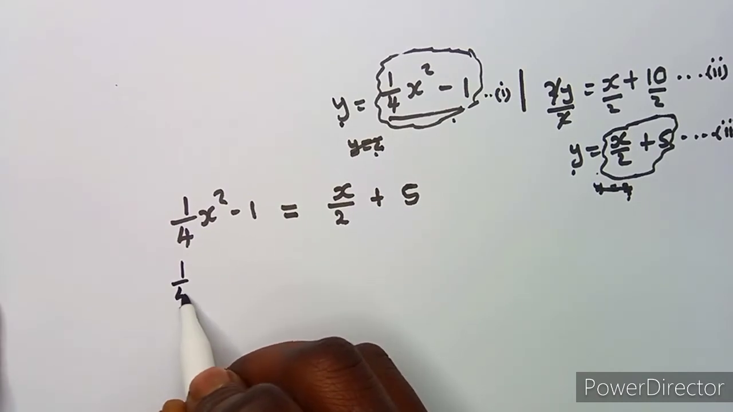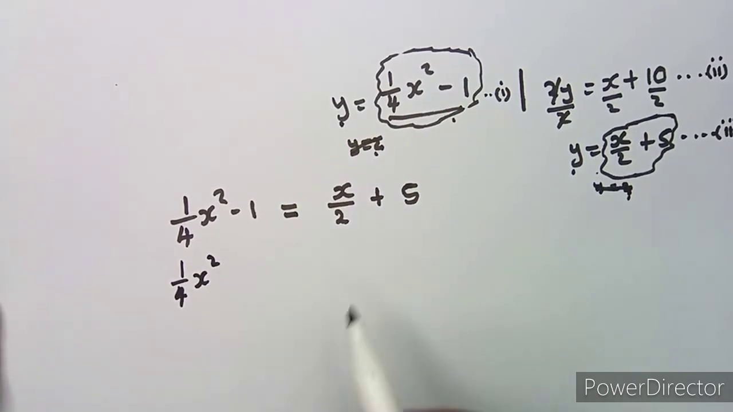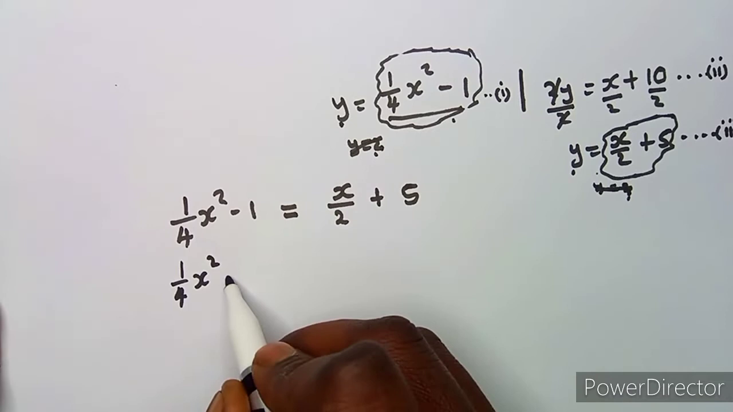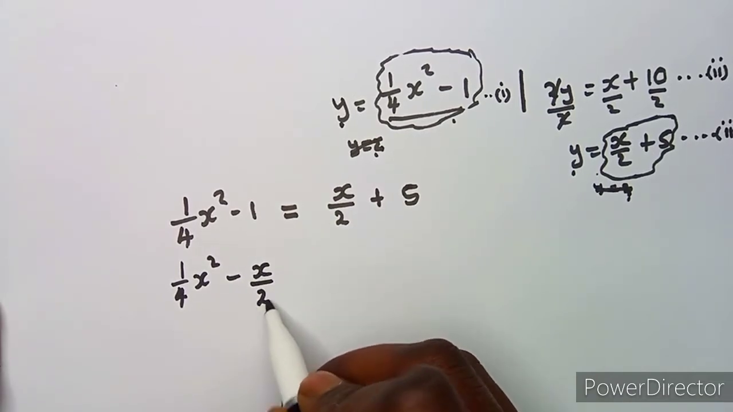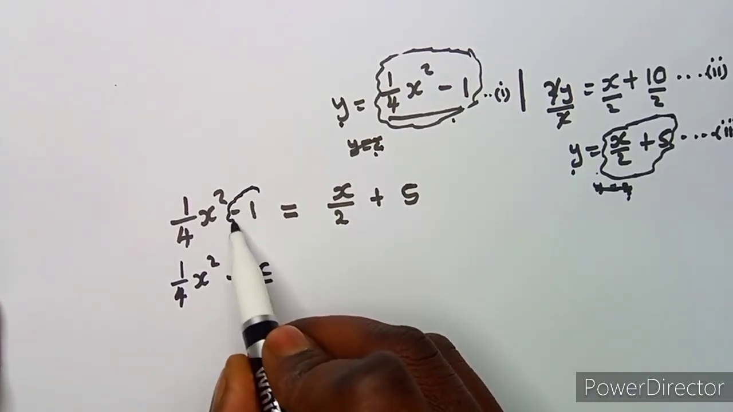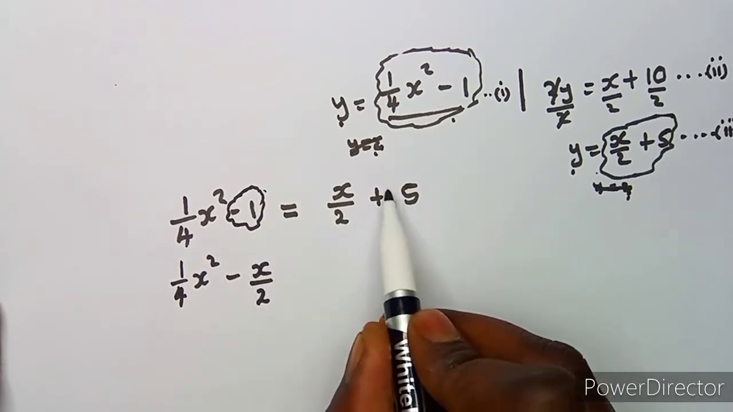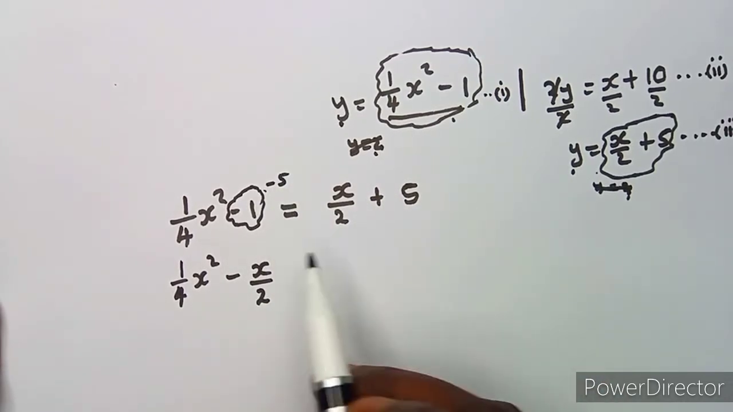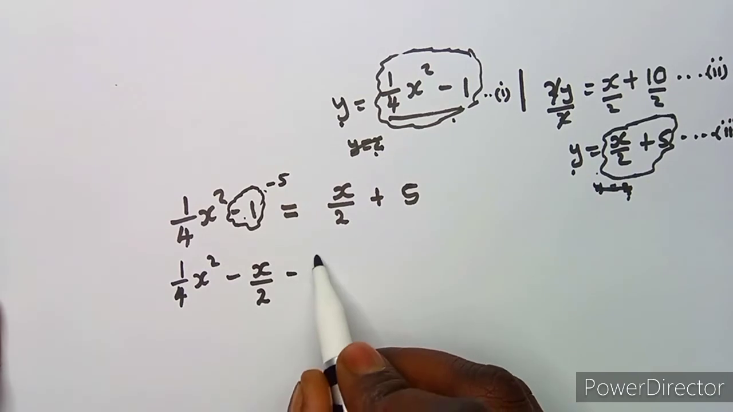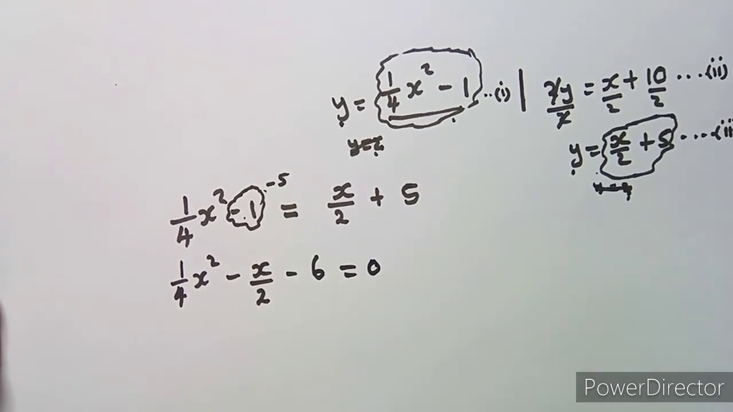All right, 1 over 4 x squared. The x over 2 to this side is going to be minus x over 2. Here we've got minus 1, and this 5 to this side is going to be a minus 5. So it's minus 1 minus 5, which is minus 6, which is equal to 0.